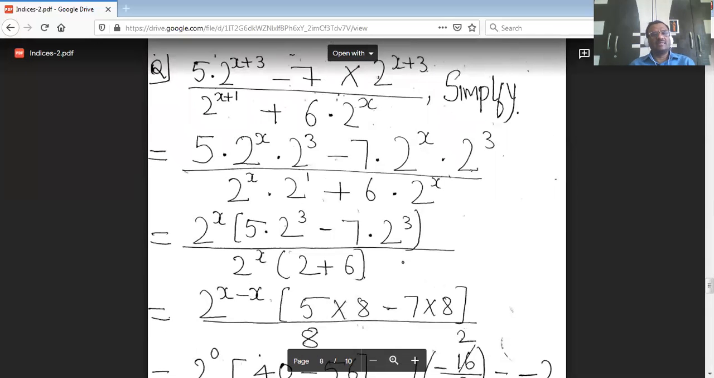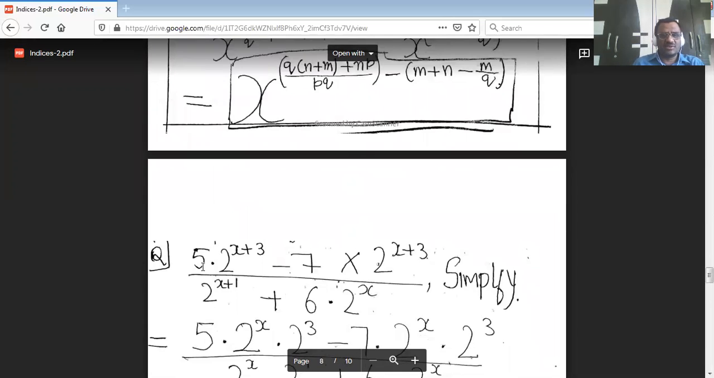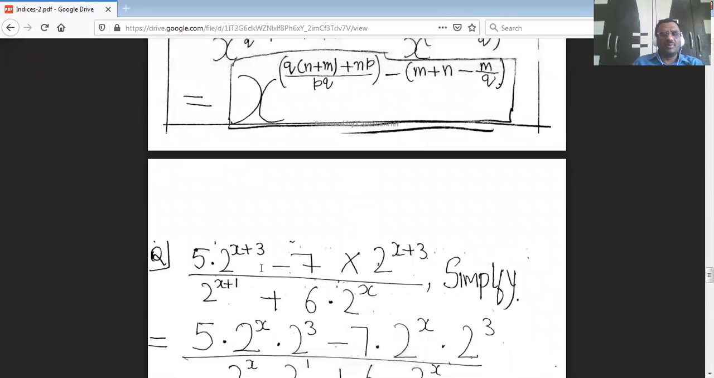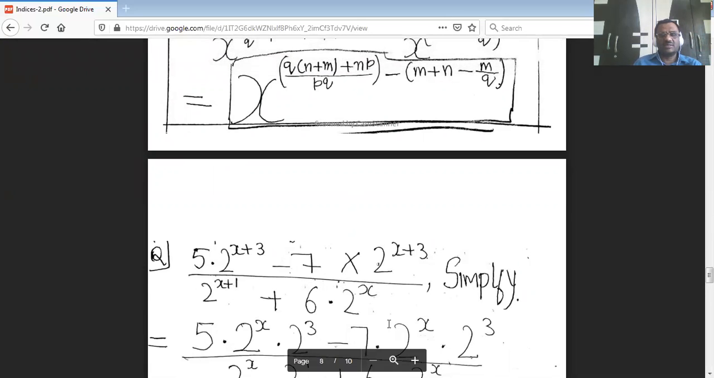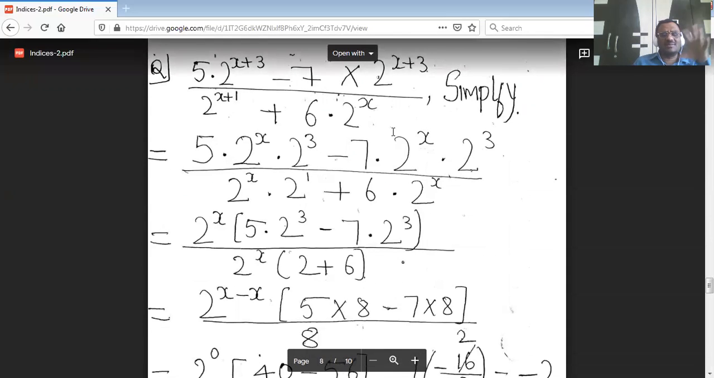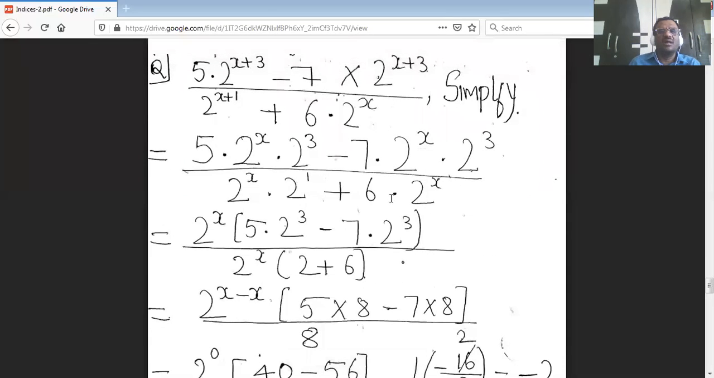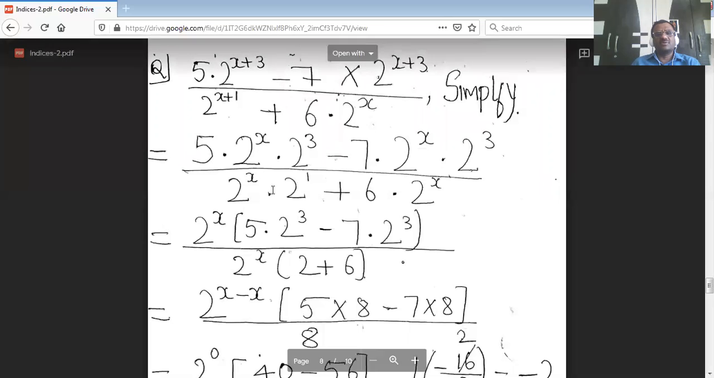Now the second problem of this session is 5 into 2 to the power of x plus 3 minus 7 into 2 to the power of x plus 3, divided by 2 to the power of x plus 1 plus 6 into 2 to the power of x. The whole problem is a bit unstructured. There is no symmetry that you can see here. There are x plus 3, x plus 3, and x plus 1, and minus, and plus, and there is multiplication again here. Anyway, I'll just continue.